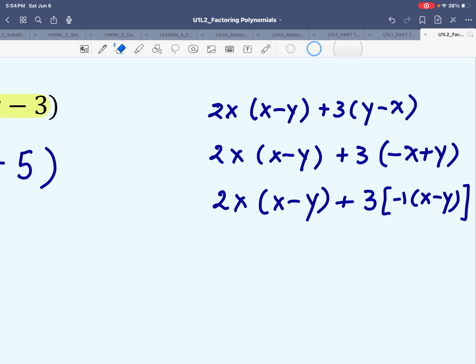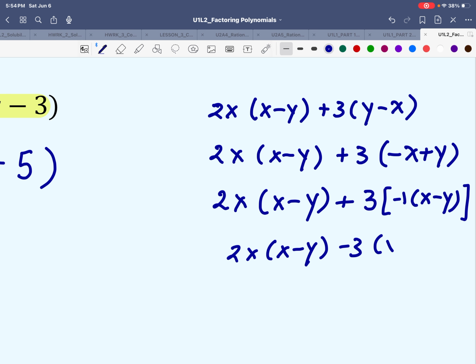I'm going to take it more slowly, actually. So 2x, x minus y. And then 3 and negative 1 will multiply to negative 3, and then x minus y. As you can see now, they are exact same binomials, so they're common. And we're going to take that out, and the rest of the expression will be 2x minus 3.